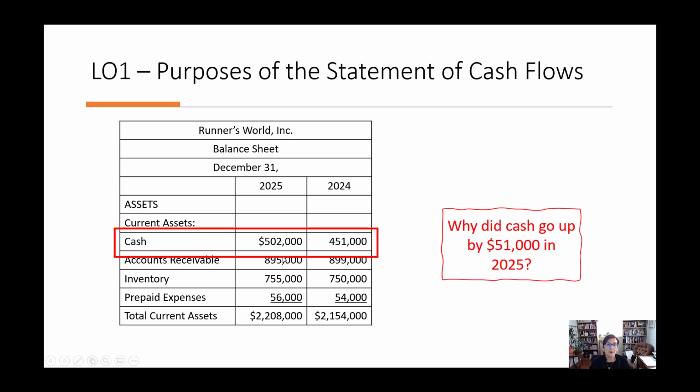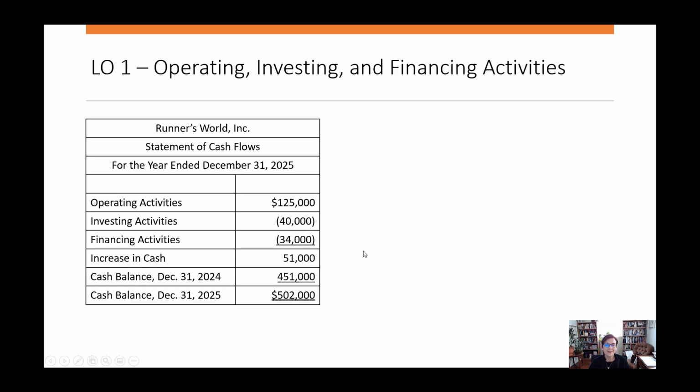And if you want to come back again and look at this balance sheet, we're going to be using pieces of this as we prepare our statement of cash flows later. So the question is, why did cash go up in 2025? And it could be, why did cash go down? But the statement of cash flows is going to show the cash inflows and outflows for the company for the year. This is a summary statement of cash flows.